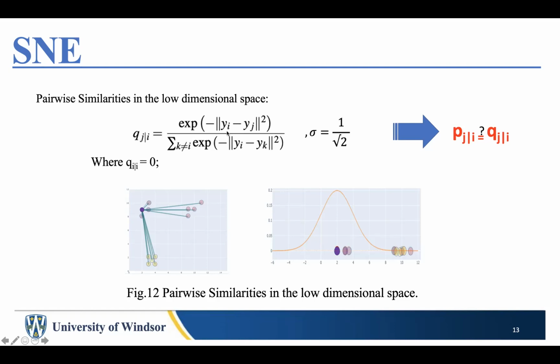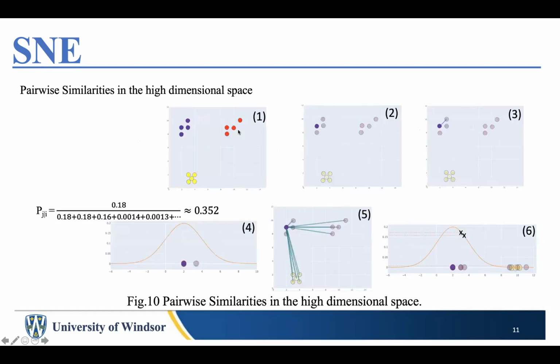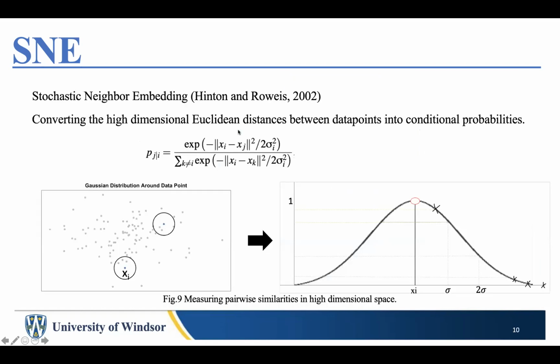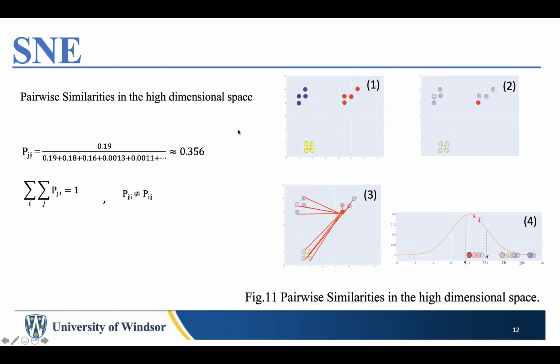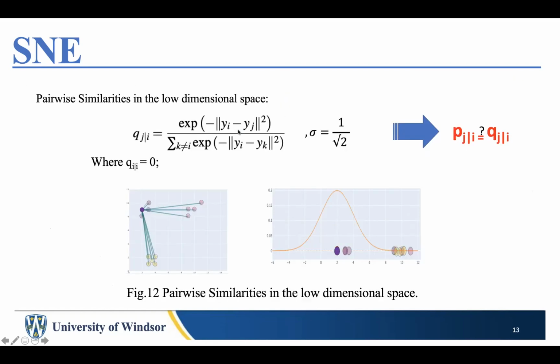Here, yi and yj are the low-dimensional mappings of the data points in the high-dimensional space. We can compare these two conditional probability functions, and we can find that they are very similar. The only difference is the value of sigma. In the low-dimensional space, it has a fixed value of sigma, the square root of 1 over 2. If yi and yj perfectly model the data points xi and xj, the conditional probabilities should be the same.